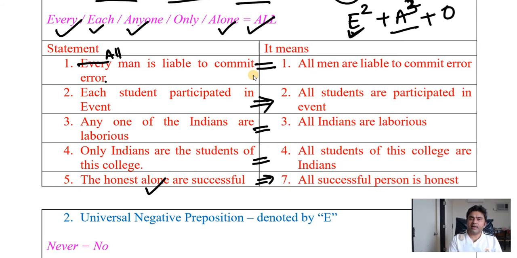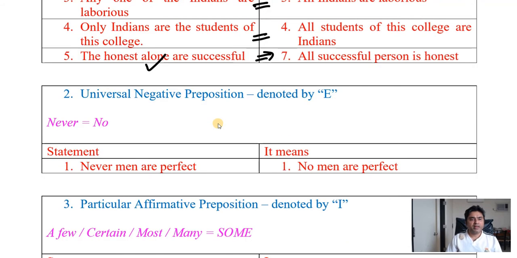Universal negative proposition. When you come across no, never, these kinds of words, then it shows a universal negative. For example, never men are perfect. Now here never means no, so it means no men are perfect.